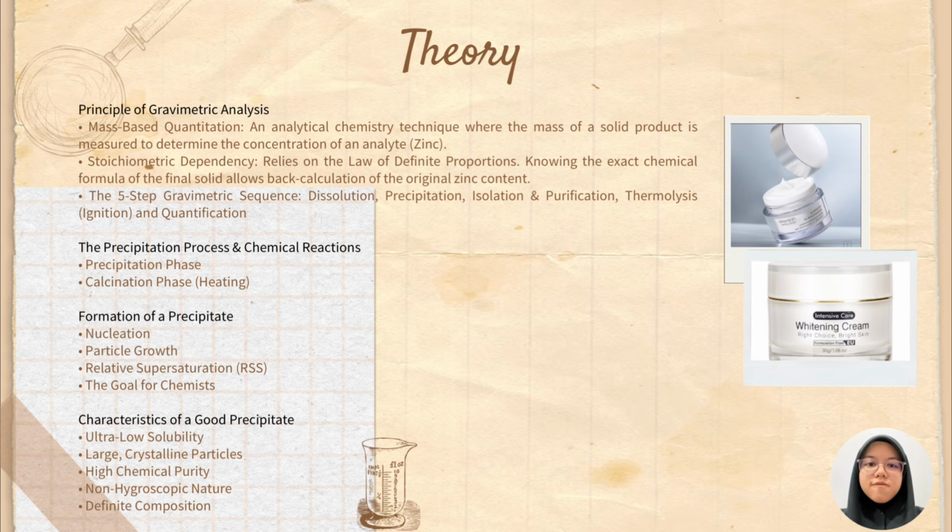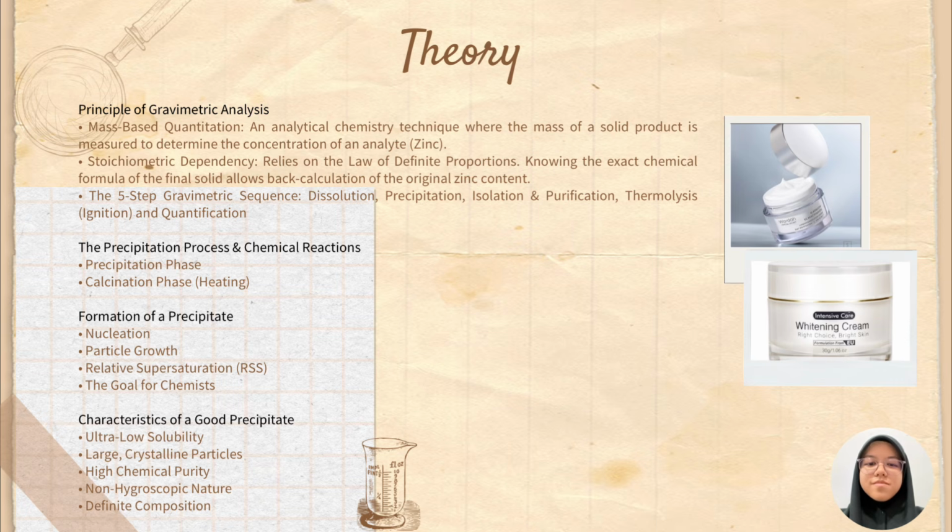When the precipitate forms, it goes through nucleation and particle growth. As chemists, our goal is to control the relative supersaturation to favor growth over nucleation. Why? Because we want an ideal precipitate. We are looking for something with ultra-low solubility, so we don't lose any sample, large crystalline particles for easy filtration, high purity and a definite composition for accurate weighing, and a non-hygroscopic nature, so it won't absorb moisture from the air.